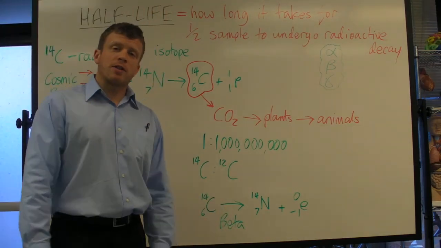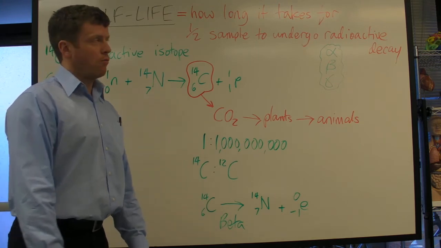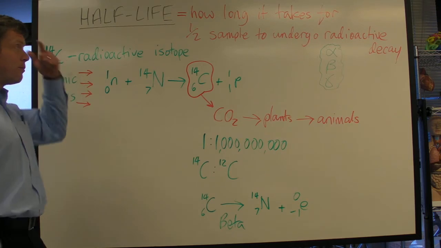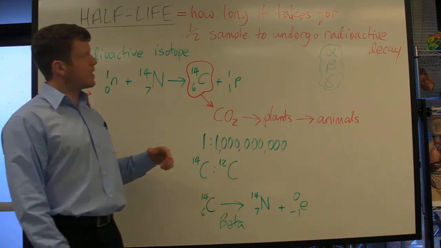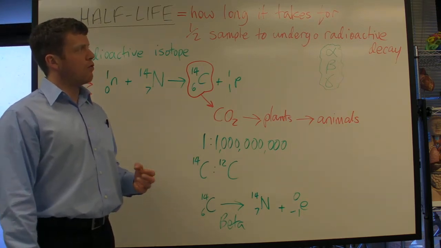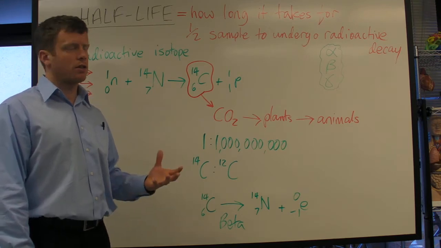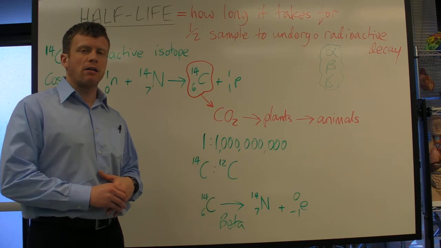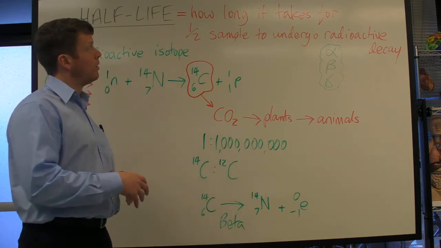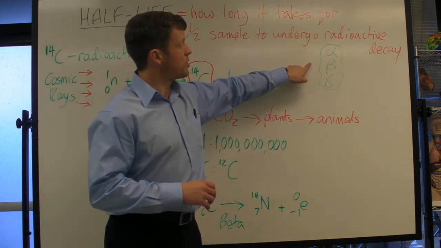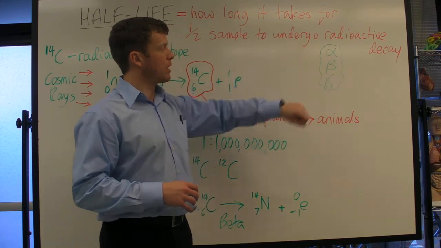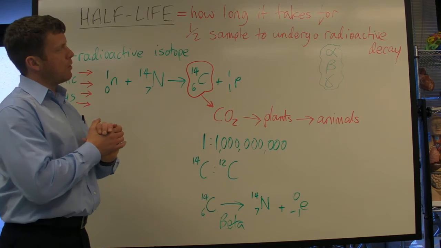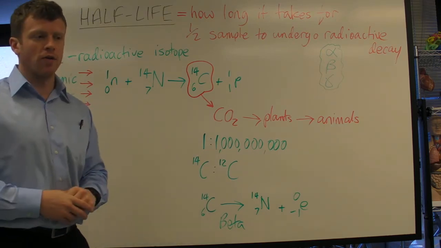So in this video I'm going to be talking about half-life and how it relates to radioactive emissions. The definition of half-life is how long it takes for half a sample to undergo radioactive decay. So how long does it take any of the radioactive materials we've already looked at to undergo one of these three emission types, alpha, beta or gamma, or a combination of the three? How long does it take for you to have half the sample left over?